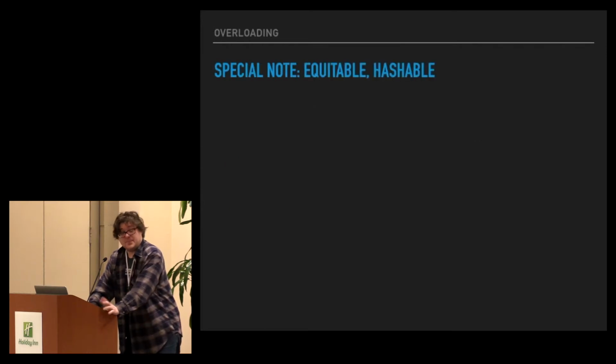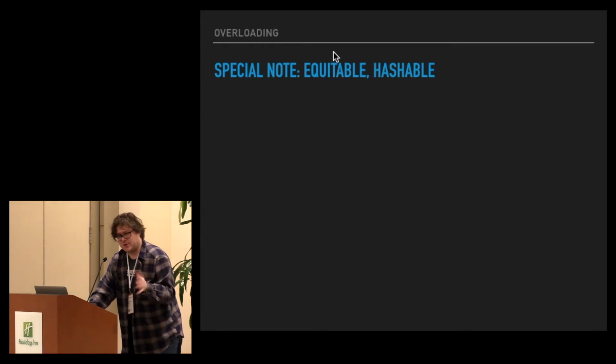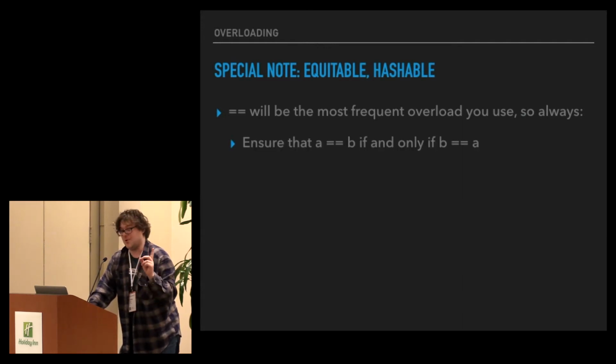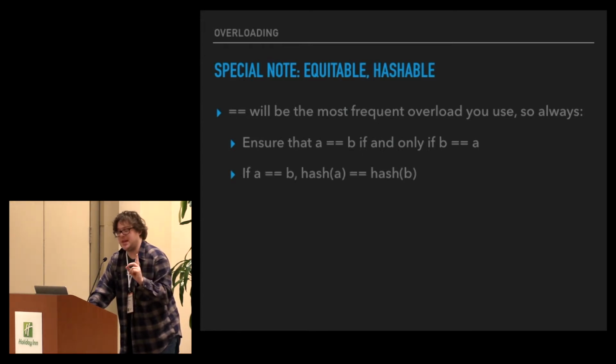All right, there are 2 protocols that you're going to implement, well, 3 really, because of Comparable. But these 2 are actually pretty important. You're going to overload the equality operator for Equatable and Hashable. So make sure that you always ensure that A equals B if and only if B equals A. Always make sure that if A equals B, the hash of A equals the hash of B. Ideally, the converse is also true, but hash collisions exist.